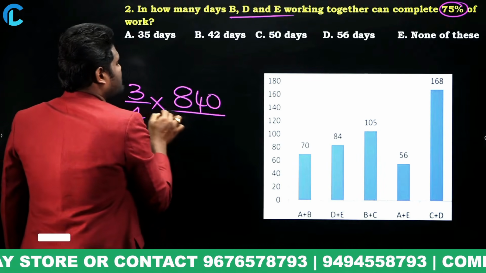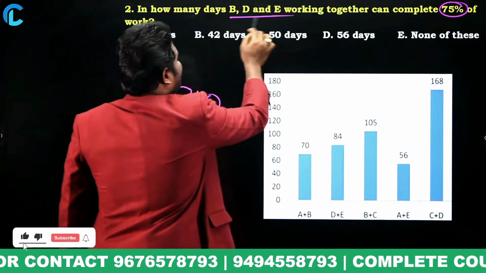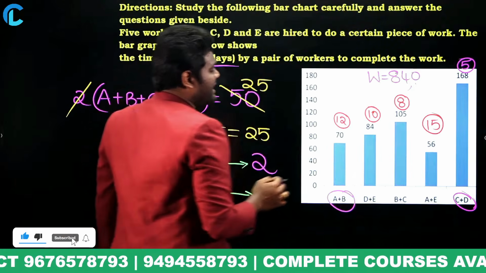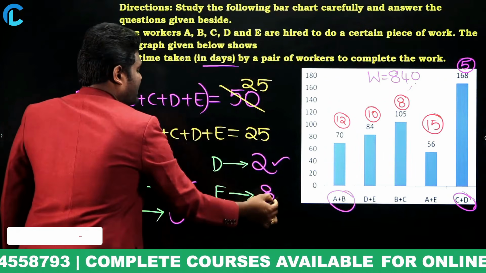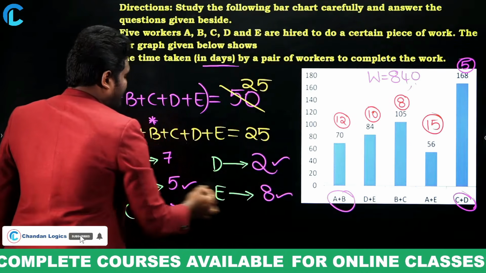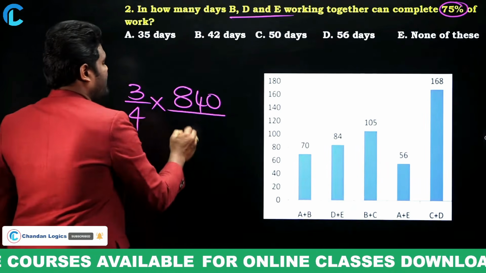Now who should do this? BDE. Look here, BDE. If you observe, B is 5, D is 2, E is 8. 8 plus 2 is 10, 10 plus 5 is 15. Yes or no? 15. Yes.